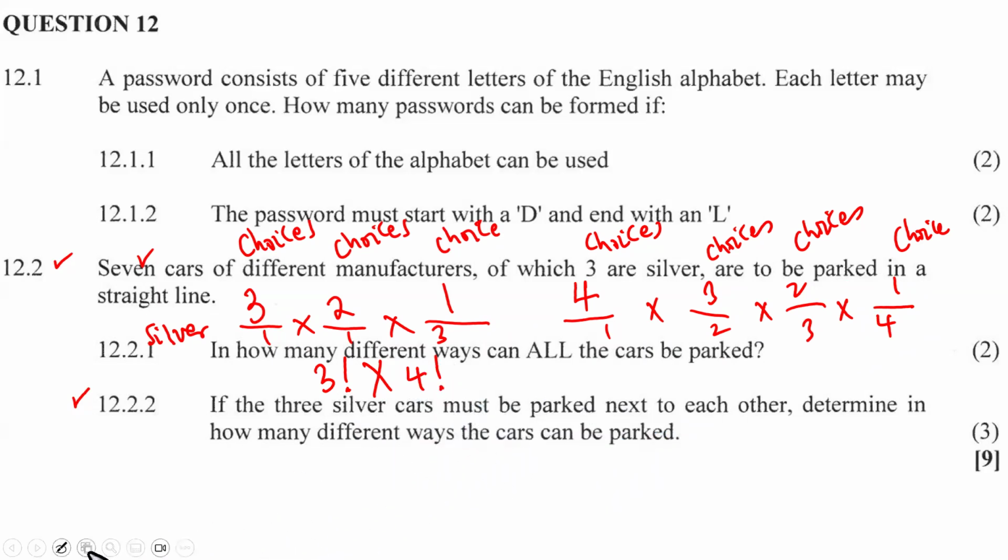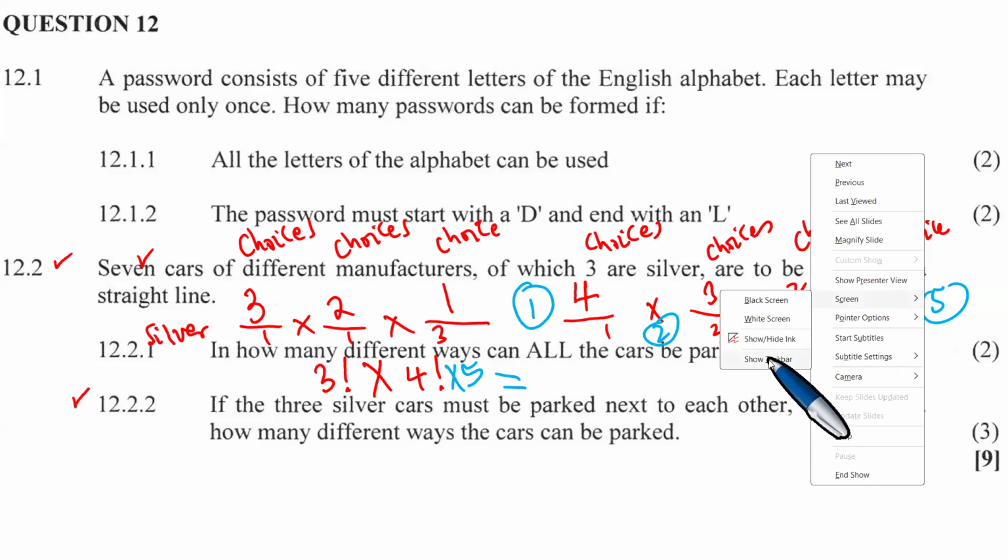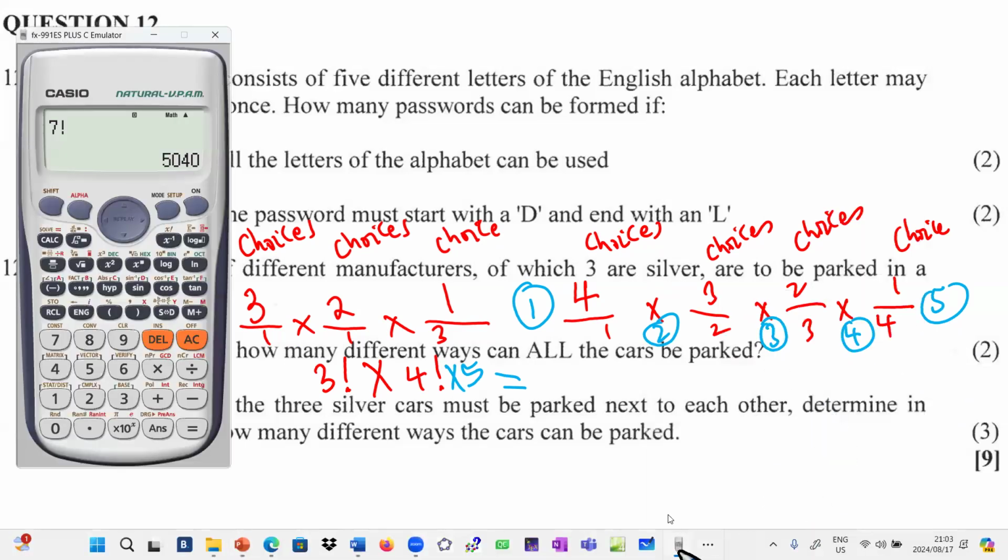But now the silver cars can be parked like how? You can put the silver cars in position 1, or you can put the silver cars in position 2, or you can put them in position 3, or position 4, or position 5. So the silver cars can be put in actually 5 positions. Either this, that, that. So you multiply by 5. And therefore, we are able to get the answer to this. Let's use a calculator.